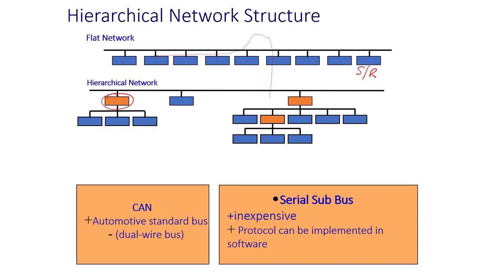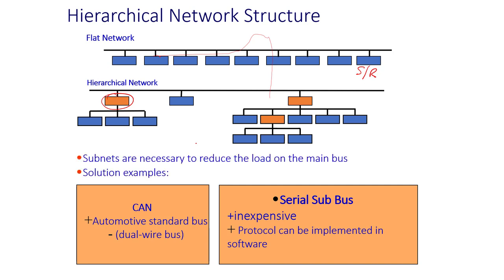So the CAN bus is a standard. It requires two wires, basically two parallel wires. You could have other kinds of buses which are inexpensive, and protocols can be implemented in software. With the CAN bus you can also implement protocols in software, but as I said, CAN bus is primarily a hardware protocol.